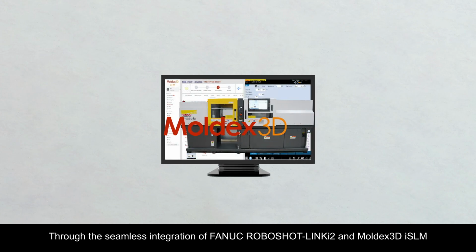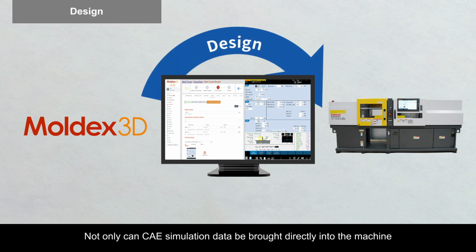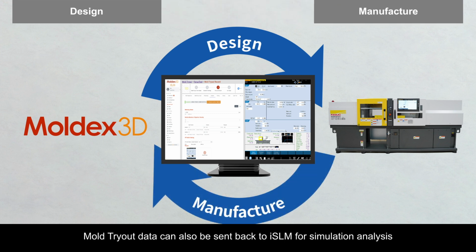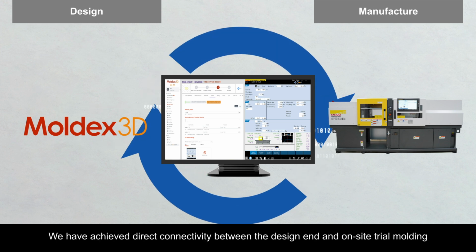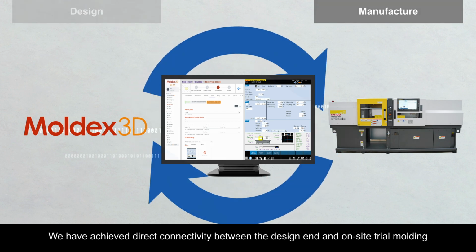Through the seamless integration of FANUC ROBOSHOT LINKi2 and Moldex3D iSLM, not only can CAE simulation data be brought directly into the machine, mold tryout data can also be sent back to iSLM for simulation analysis. We have achieved direct connectivity between the design end and on-site trial molding.